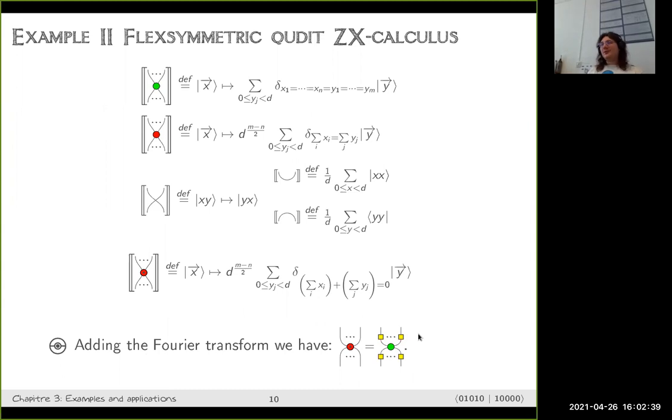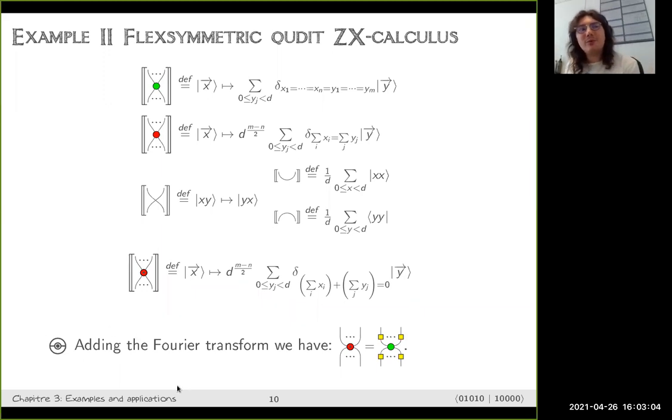So it's not easy to see directly because it follows from different facts. The fact that this minus generator, which takes the minus modulo D, can go through all spiders, and the fact that the inverse of the Fourier transform is exactly the Fourier transform times this minus generator.